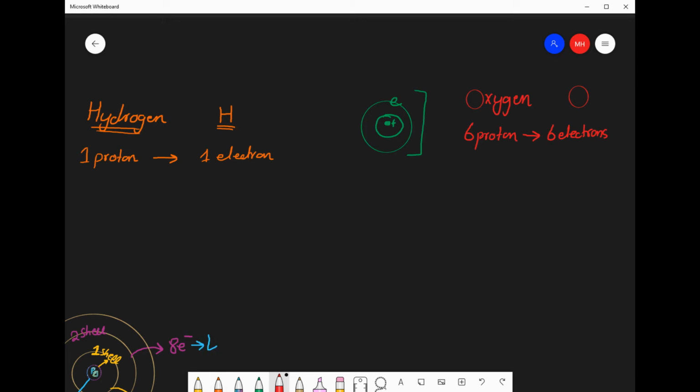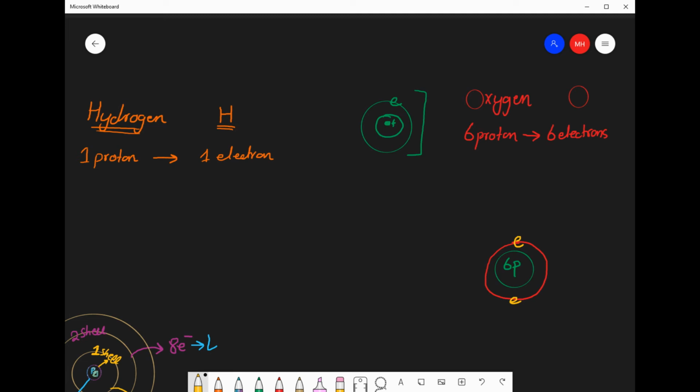Now let me draw the structure in front of you. You will draw its nucleus first, a small nucleus, and you will draw 6 protons, 6 positive charges inside it. Then how many shells do you have to draw? We have 6 electrons. First of all, draw the first shell. How many electrons can the first shell handle? You're going to say 2 electrons, so just draw 2 electrons like this.